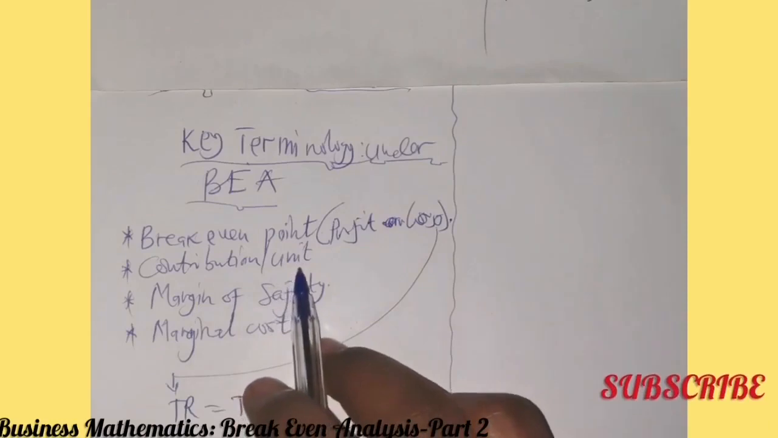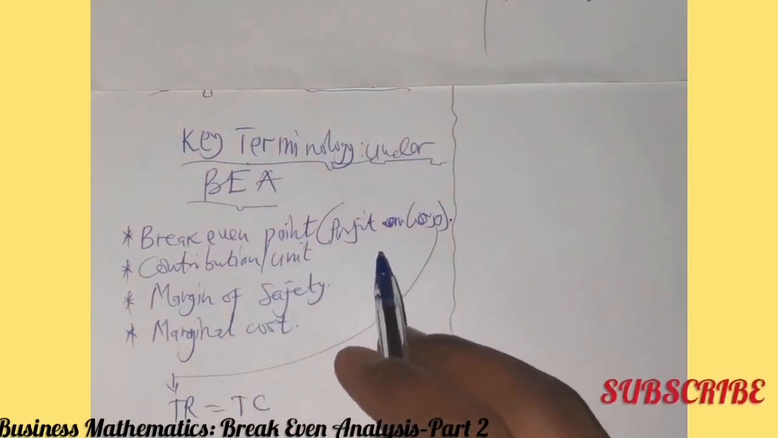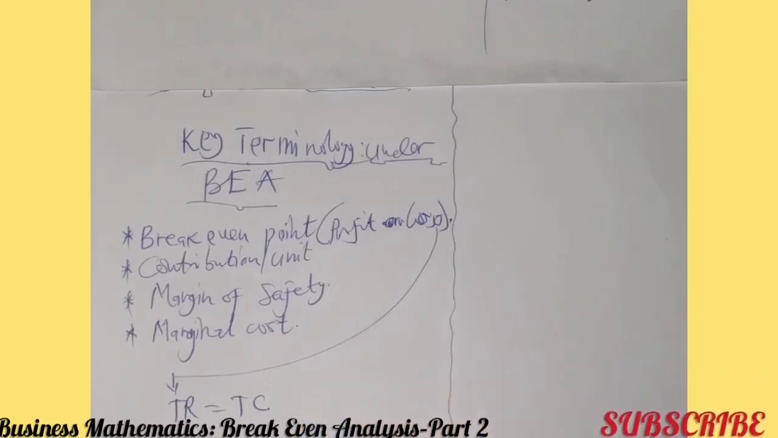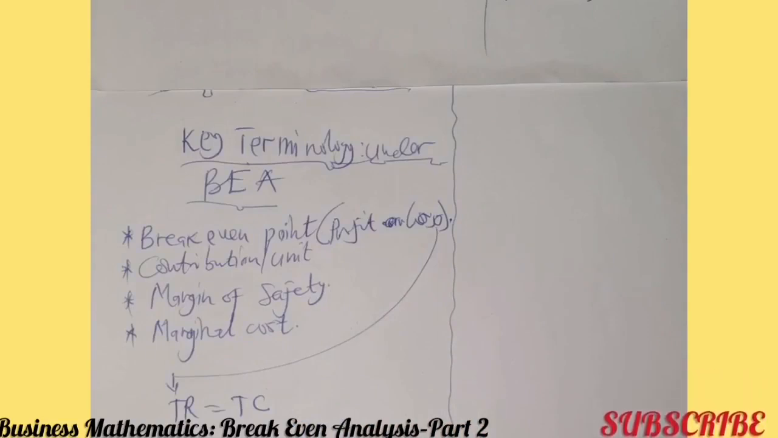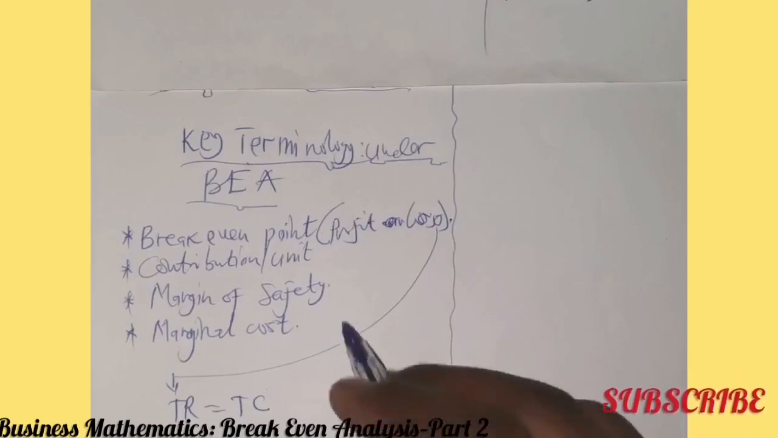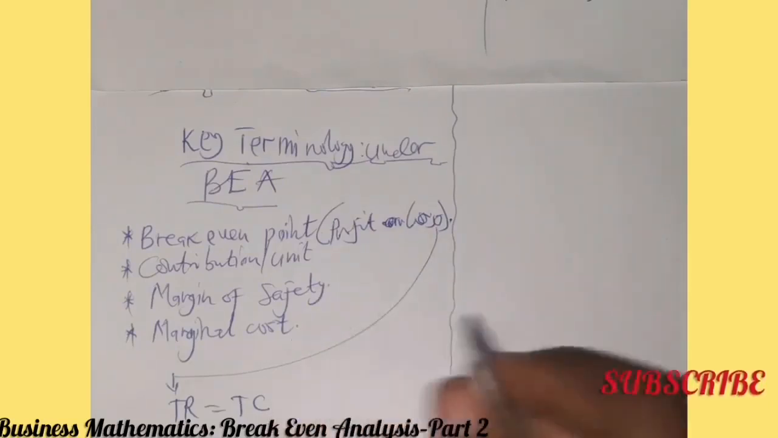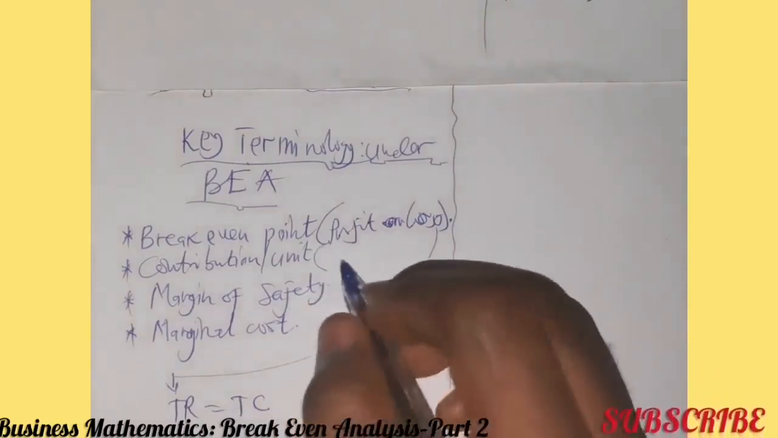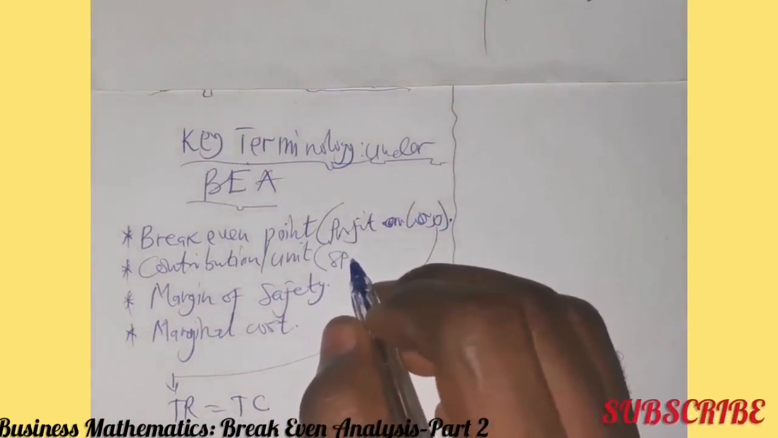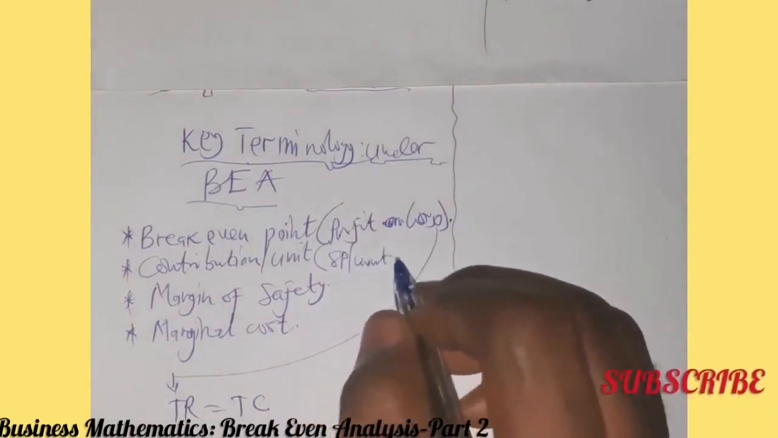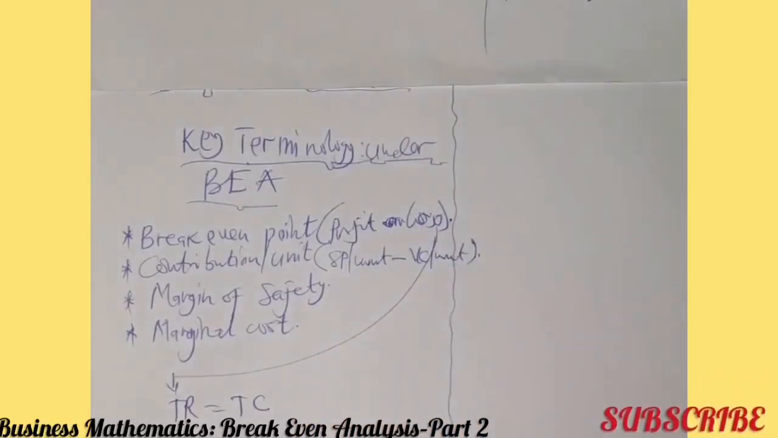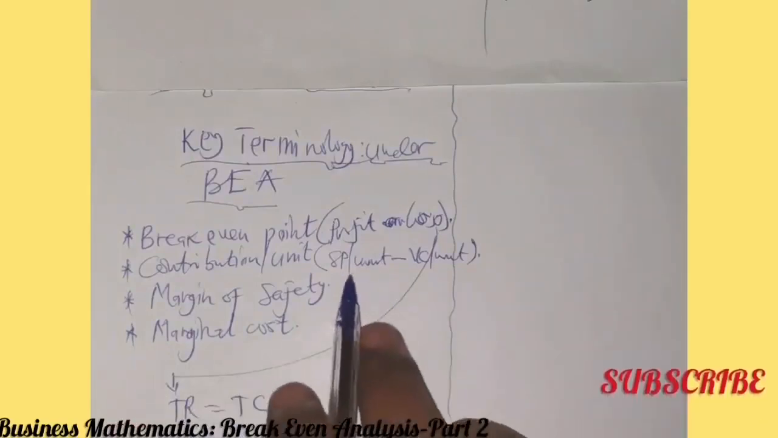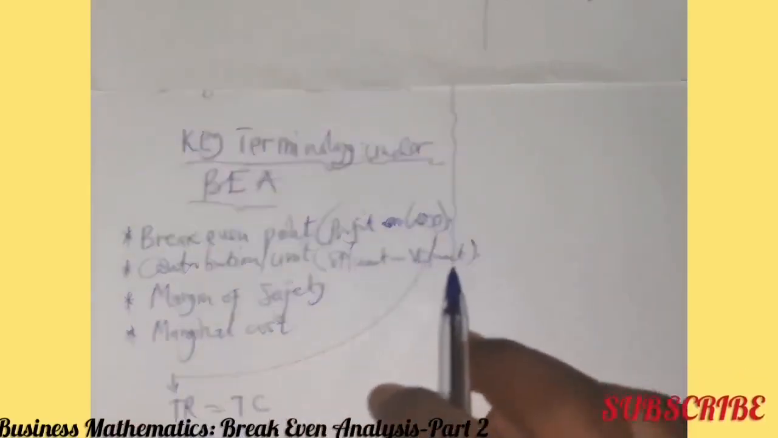Then we are saying contribution per unit. What is contribution per unit? Contribution is also an aspect of break-even. So anytime you prepare your marginal costing statement for profit or loss, the profit you are going to get, you call it contribution. So what do we mean by contribution per unit? Contribution per unit is basically the difference between your selling price per unit minus your variable cost per unit. Please let's get this concept right away. Contribution per unit is basically your selling price per unit minus your variable cost per unit.